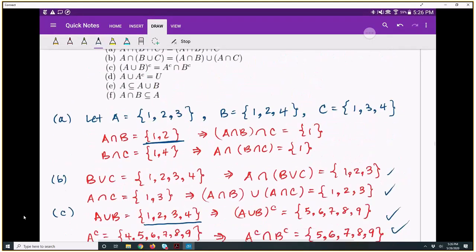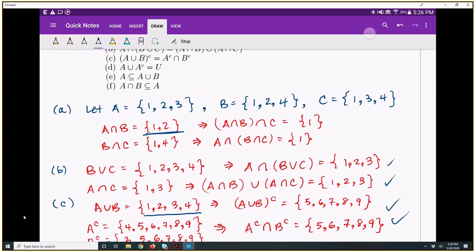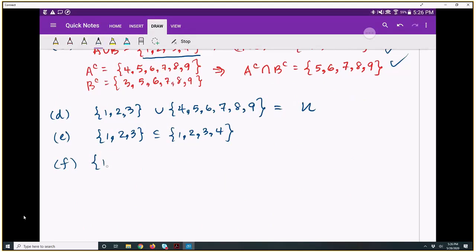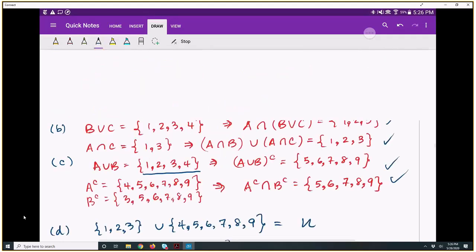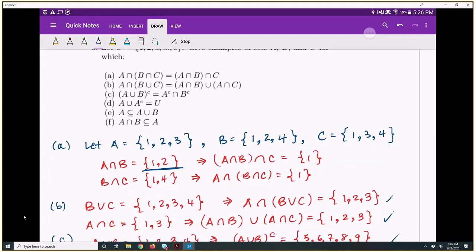And then lastly, A intersection B is a subset of A. A intersection B is {1, 2}, and it is most certainly a subset of A. So again, none of these things are coincidental. The exercise has asked you to find sets that satisfy these, but these things are all true. The intersection of A with any other set is going to be a subset of A. A is going to be a subset of A union any other set.